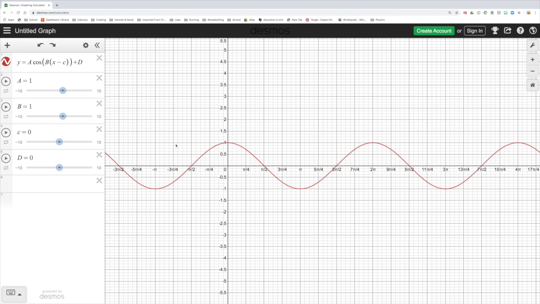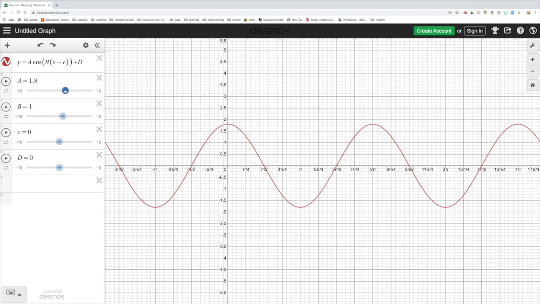All right, so I want to talk about what these do. We have this a right in front of the function. Now recall from last semester, that's the vertical stretch or shrink. When we look at this a right here, if I make that a bigger than 1, then we can see it vertically stretches it. So if I make it 2, then we vertically stretch it by a factor of 2.